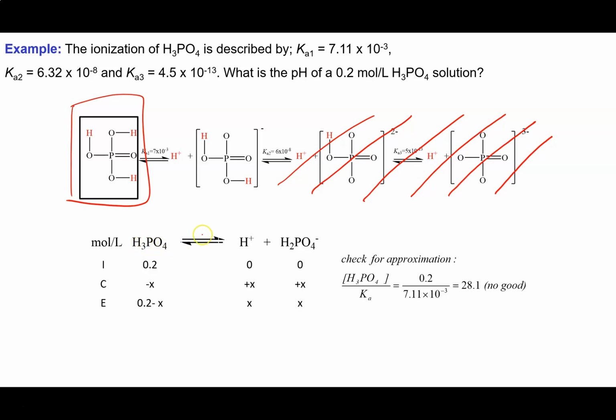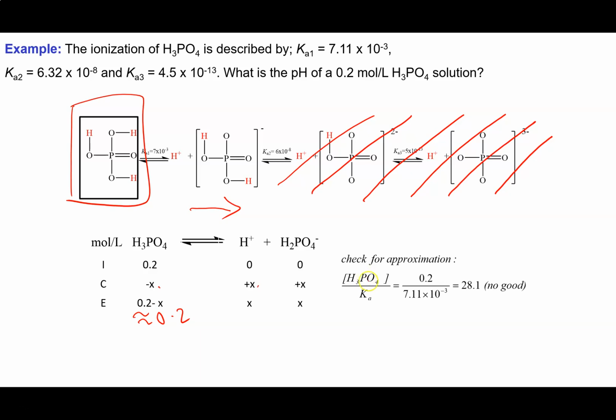So I've got H3PO4 in equilibrium with H plus and H2PO4 minus, and I had 0.2 mole per liter of this to start with, and I have none of those, and now it comes into equilibrium. So it's always going to move towards the zeros. So this will go down by X, this will go up by X, this will go up by X, leaving me with 0.2 minus X of my starting acid, and then X moles per liter each of my H plus and my H2PO4 minus. So again, I want to check whether I can approximate my 0.2 minus X by just 0.2, because that's going to make the math really easy.